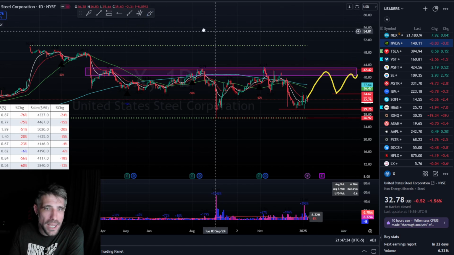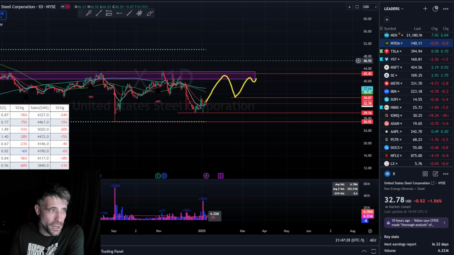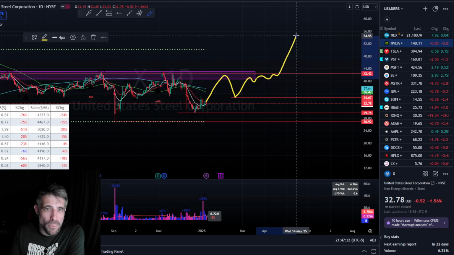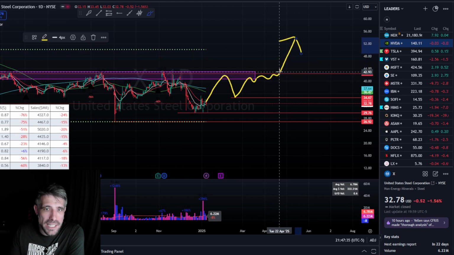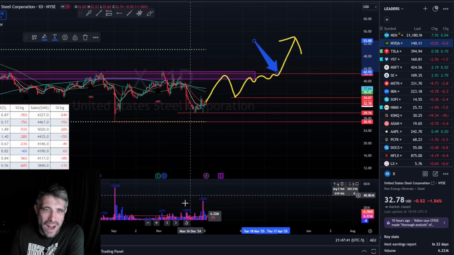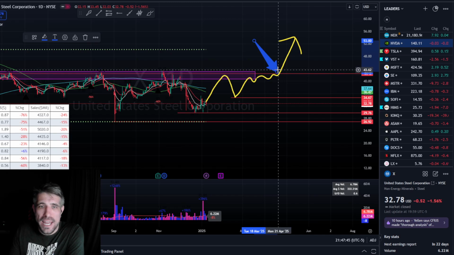Let me move this camera over for you. It's getting tighter and tighter. It's creating a tighter range here. And then it breaks this area. When it breaks this area, this spot right here would be the area I would be watching for higher volume. And if it broke out on higher volume, I would take that trade risking the previous low.